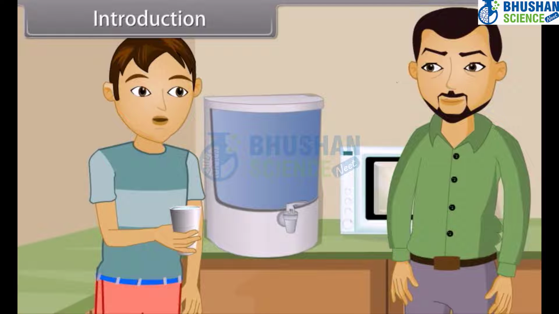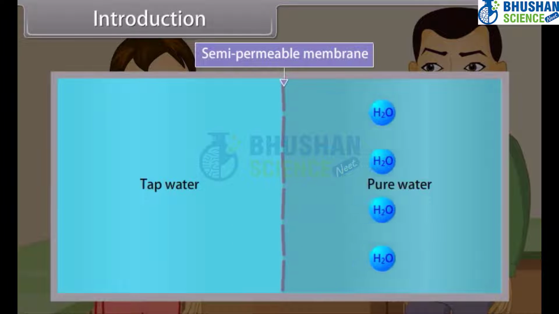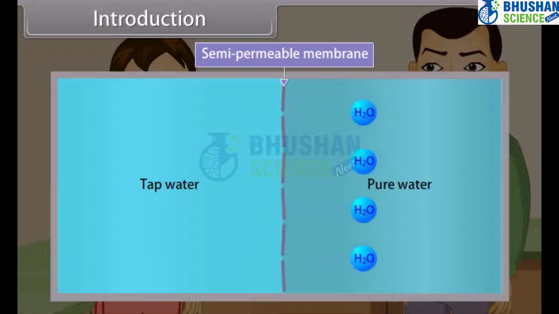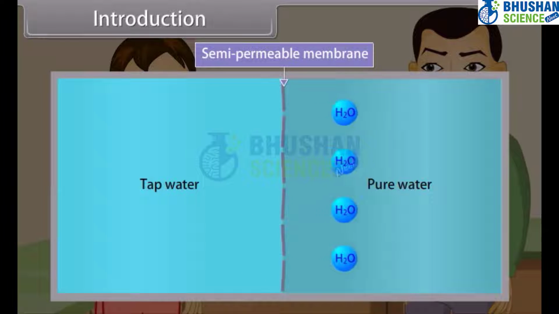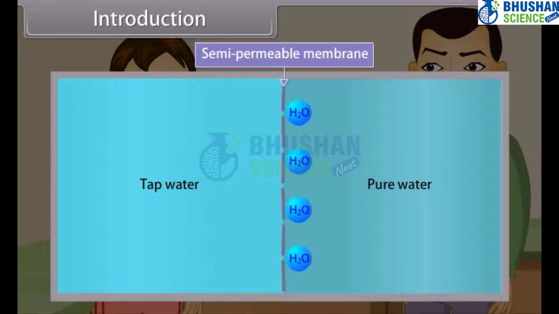Father, I want to ask you something about this. How does RO purifier work? Okay, son, I will tell you. It works on the principle of reverse osmosis. The tap water is a solution of water, minerals, metals, or some impurities. The RO purifier has a semi-permeable membrane, which allows only water molecules to pass through it, and other molecules cannot pass through the semi-permeable membrane. The tap water acts as a solution and pure water acts as a solvent. The membrane allows only solvent molecules to pass through it.